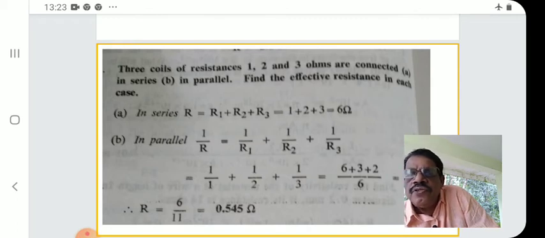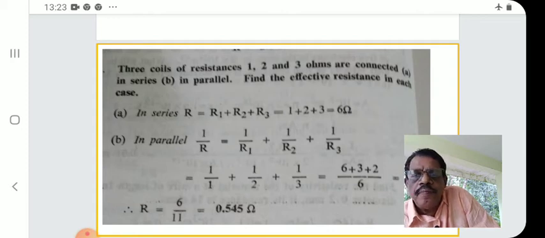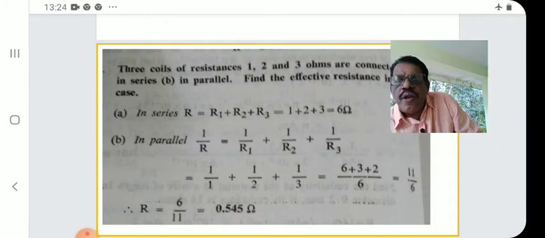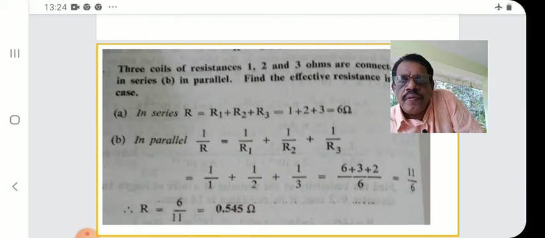Answer A: in series, R is equal to R1 plus R2 plus R3, equal to 1 plus 2 plus 3, equal to 6 ohm. In parallel, 1 by R is equal to 1 by R1 plus 1 by R2 plus 1 by R3. That is 1 by 1 plus 1 by 2 plus 1 by 3 is equal to, take LCM, 6 is LCM. So we get 6 plus 3 plus 2 all by 6, 11 by 6. This is 1 by R.